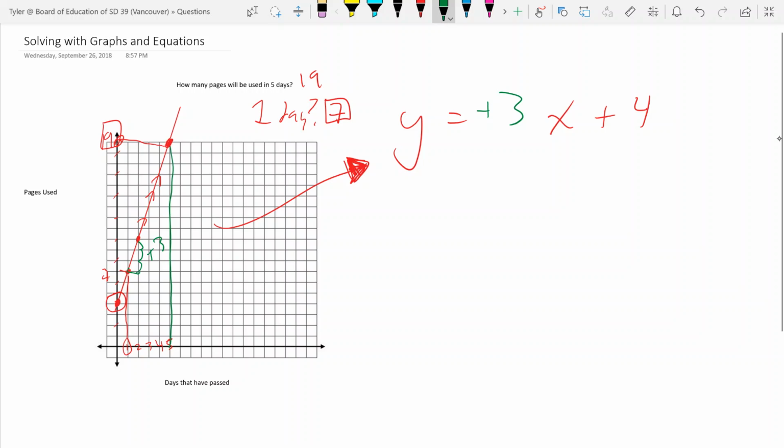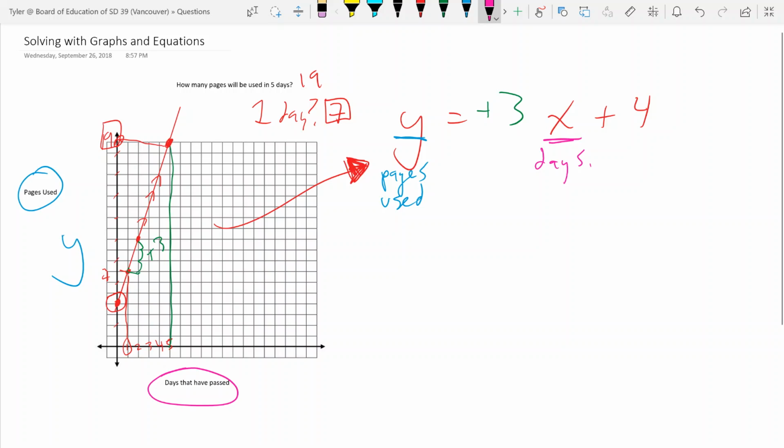I want to really quickly take a sec and just double check what my y and what my x represent. When I look over at my graph, it actually says it for me. Okay. So y, the one on the side, is pages used. And the x is down here at the bottom. It's the number of days.